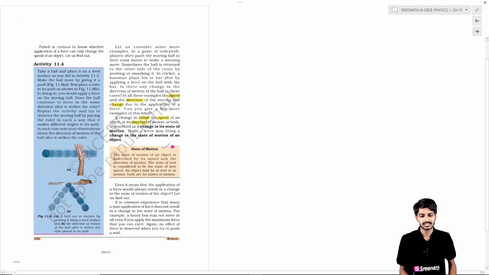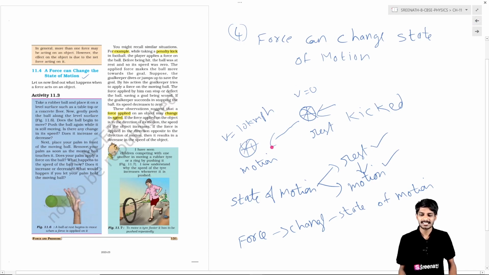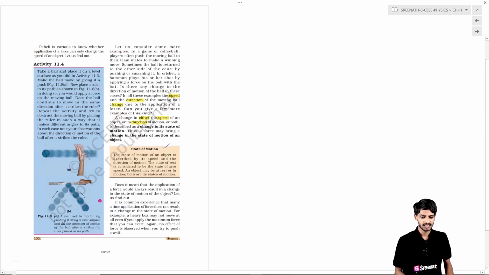Finally, what is the state of motion? Here its direction is changed. In the previous football example, what is changed? Its velocity is changed, its speed is changed. Basically, remember one thing: in the football example, its speed is changed. In this example, its direction is changed. What is meant by state of motion? The state of motion of an object is described by its speed and the direction of the motion.